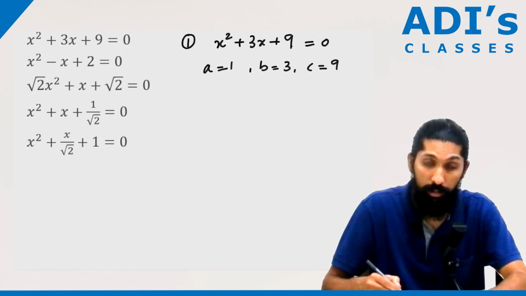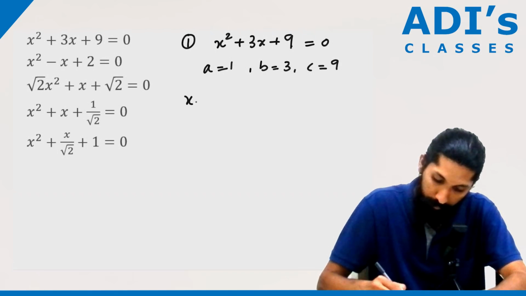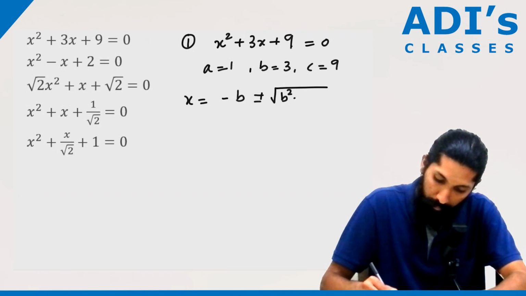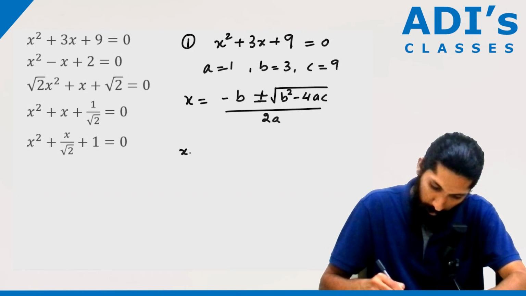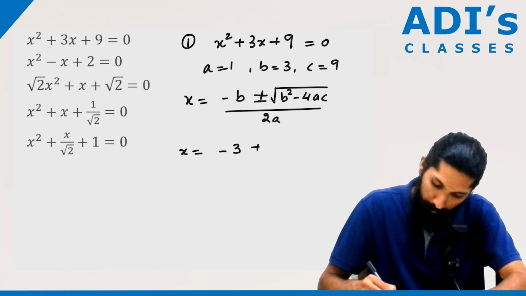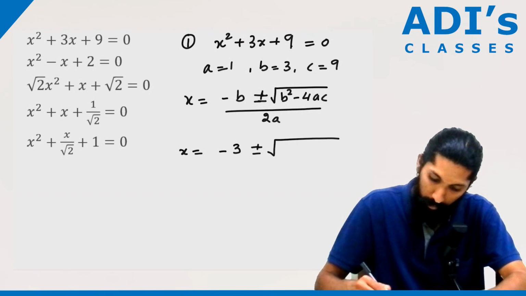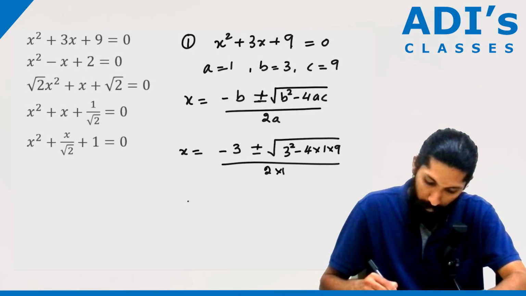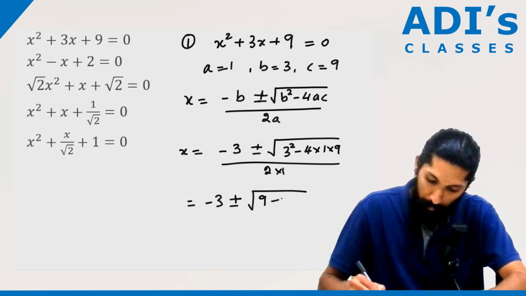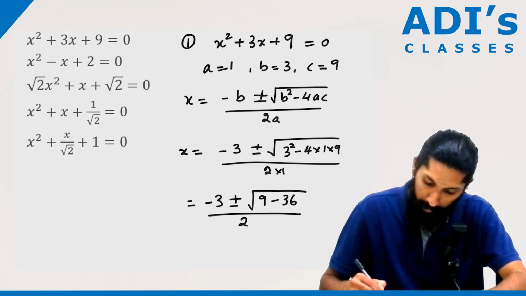Now let's do b² - 4ac. x = (-b ± √(b² - 4ac)) / 2a. This is the formula. So x = (-3 ± √(3² - 4 × 1 × 9)) / (2 × 1). That gives (-3 ± √(9 - 36)) / 2.